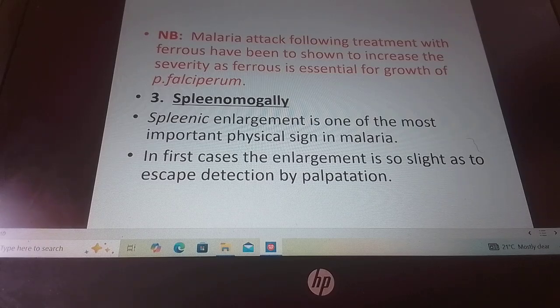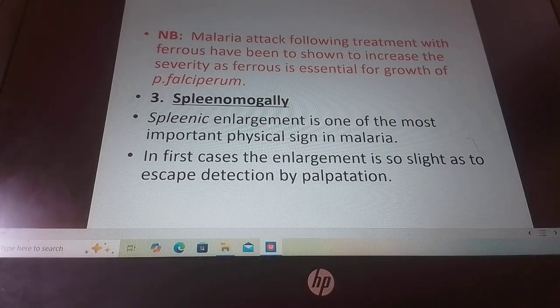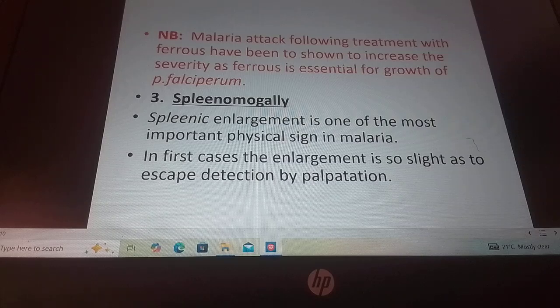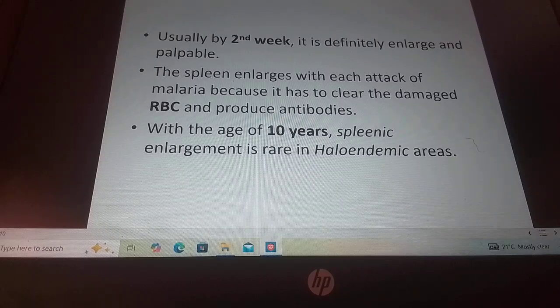Another sign is splenomegaly, but this one is mostly recorded in kids, where the spleen is palpable. Splenic enlargement is one of the most important physical signs in malaria, and in first cases the enlargement is so slight that it will escape detection by palpation. But usually by the second week it will definitely enlarge and become palpable.